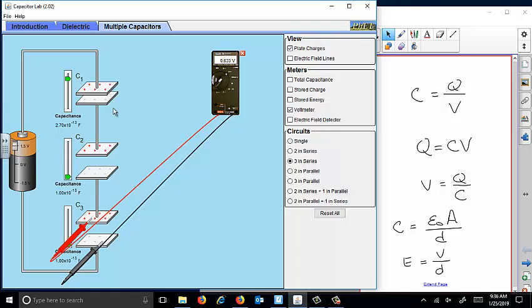So, you think the capacitor with the largest capacitance would have the largest voltage drop, but it's the opposite. It's because 1 over the equivalent capacitance of capacitors in series is equal to the sum of the reciprocals. And we'll see that when we do our example here.